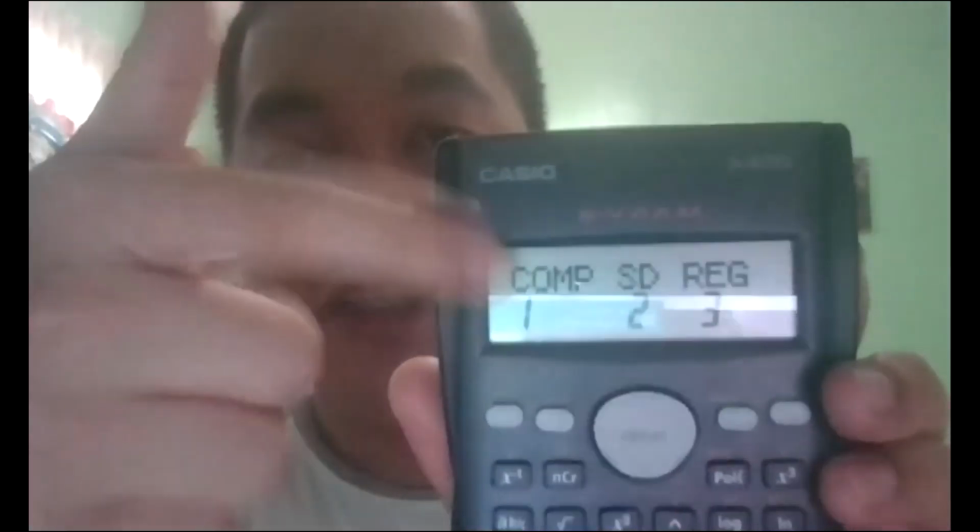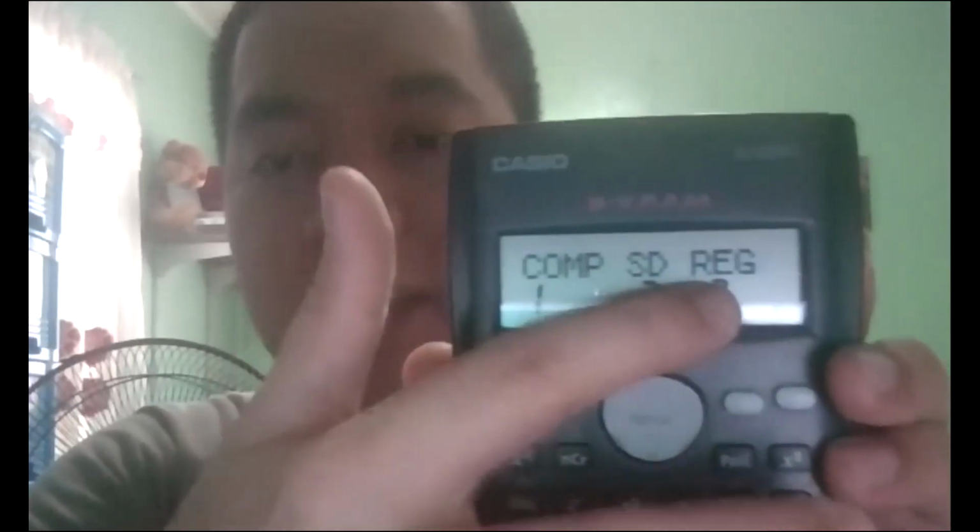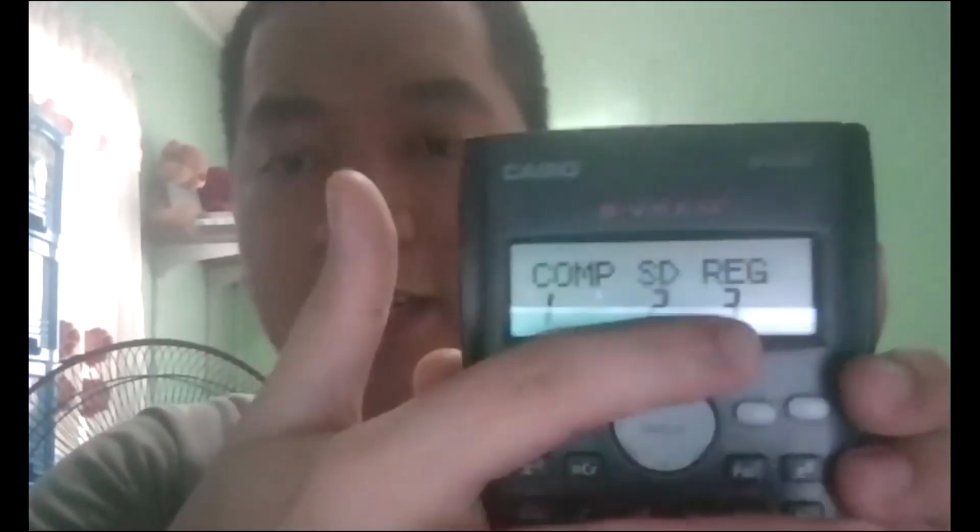Now, I'm going to teach you how to go to linear regression. So again, parang katulad sa ginawa natin sa SD. Okay, so press mo yung mode. Tapos yan, 'di ba may 3 options ka? Yung regression is actually yung number 3. That's why it is shortened as reg. Ibig sabihin ng reg, regression yan. So press number 3.